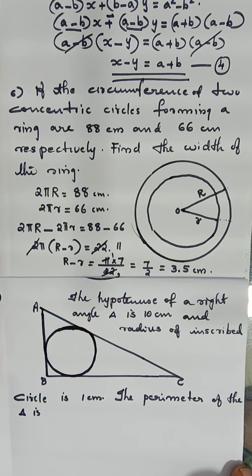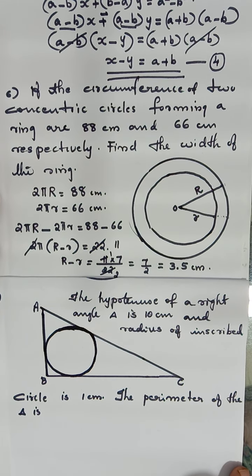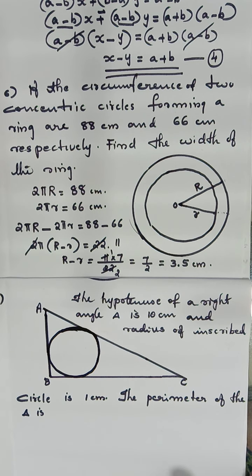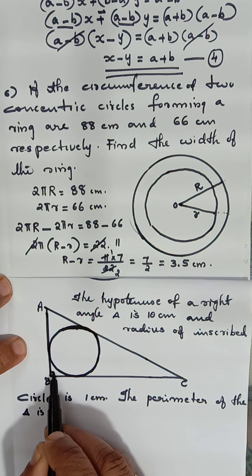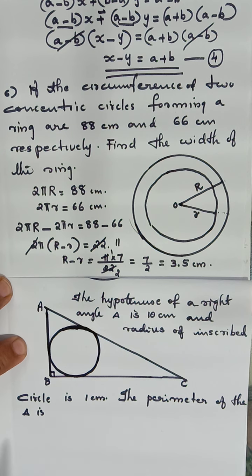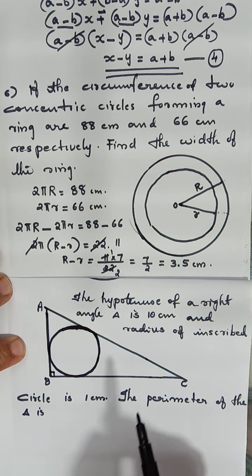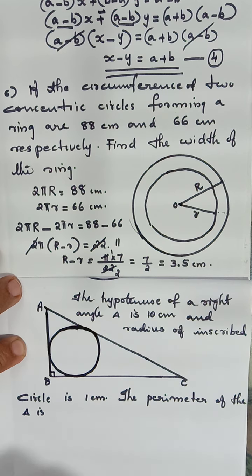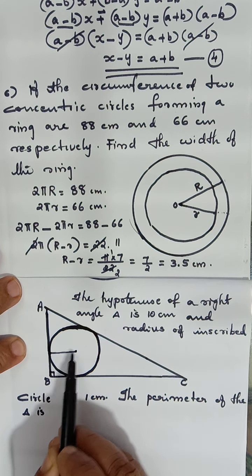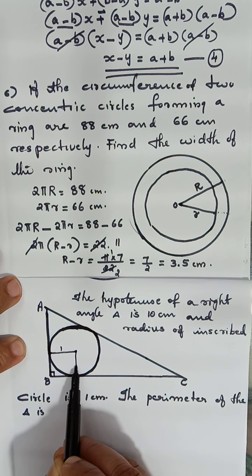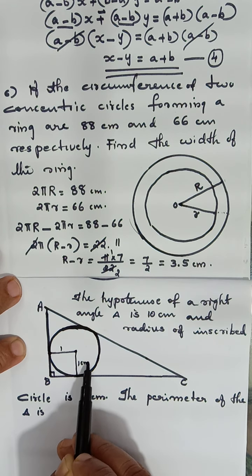Let us see the next question. Here we have a circle. You can see the circle. The hypotenuse of a right angle triangle is 10 centimeter. So triangle ABC is given as a right angle triangle. Let it be angle B 90 degrees. The hypotenuse is given as 10 centimeter, that means AC is 10 centimeter. The radius of the inscribed circle is 1 centimeter. We will mark the radius as 1 centimeter. So here also it will be 1 centimeter.